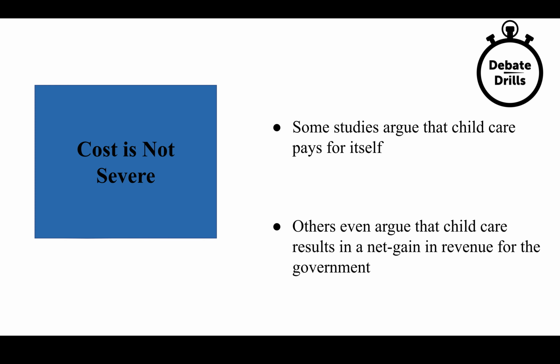One thing to note, though, is that this argument is largely defensive, right? If you're just arguing that childcare pays for itself or almost pays for itself, that's not necessarily a proactive reason why the government should guarantee universal childcare.